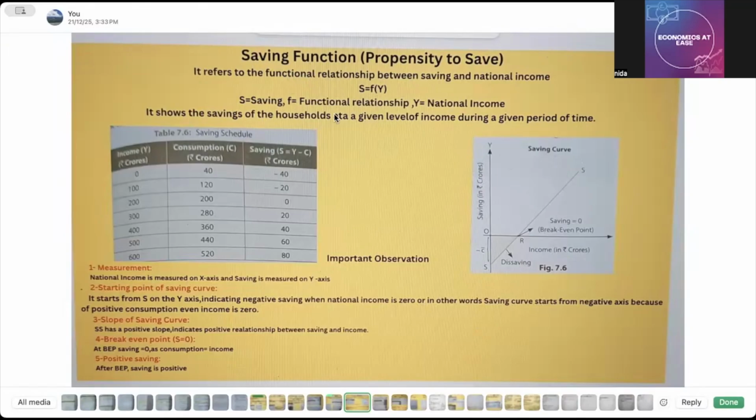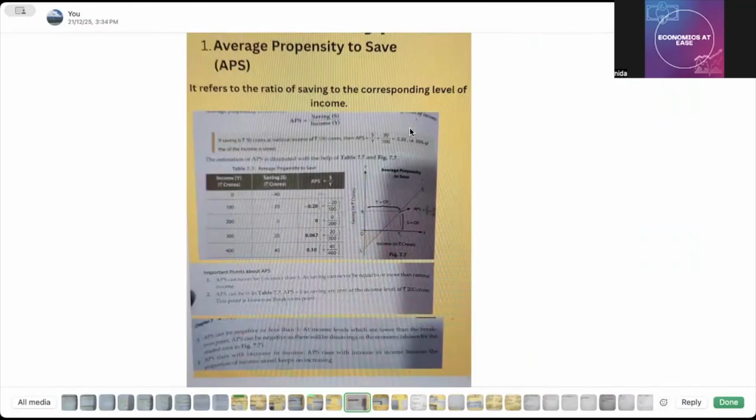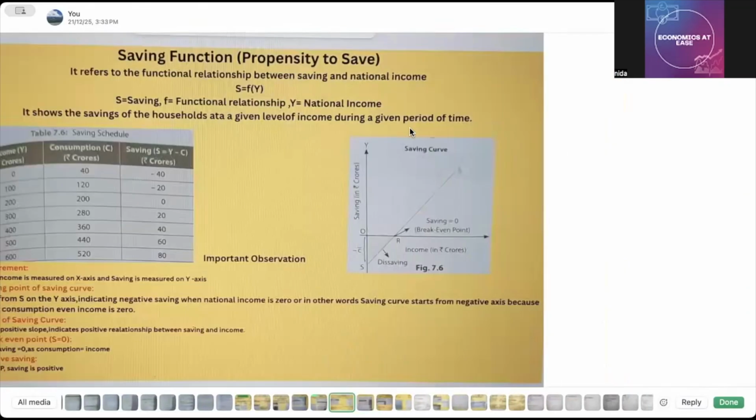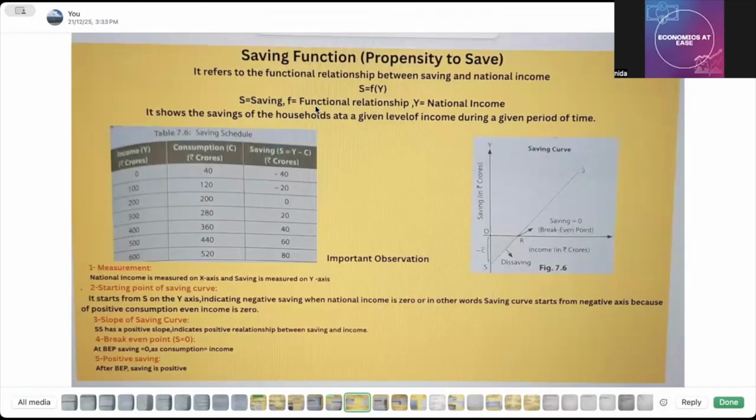Now, saving function. Similarly to the consumption function, the saving function also has two types, that is APS and MPS. First, we're going to discuss the saving function. The saving function states the relationship of income with saving. How much are people saving from the income as the income increases? What happens to the consumption and what happens to the saving? We are going to discuss that.